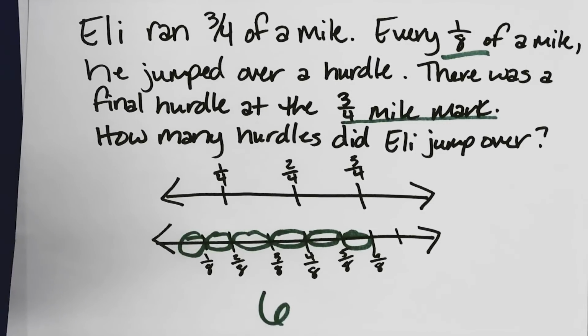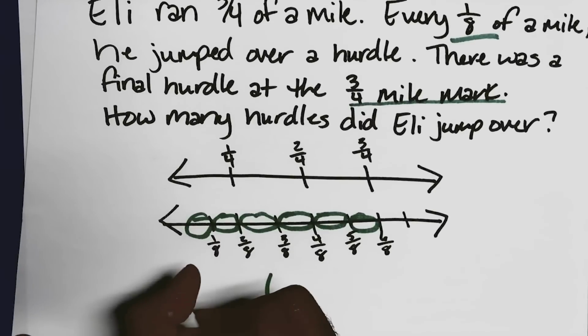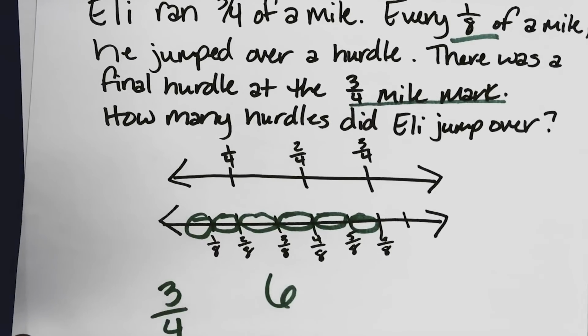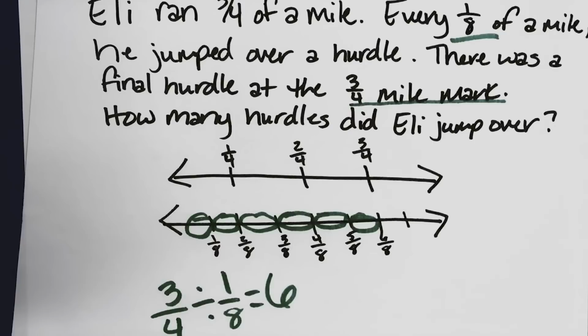So now let's bring it all together. So what does this mean? Right. I'm going to have 3/4, and I'm dividing it by 1/8. That equals 6, because there are 6 1/8 in 3/4.